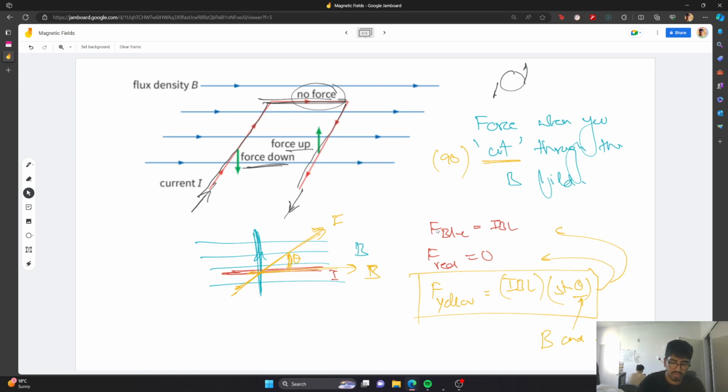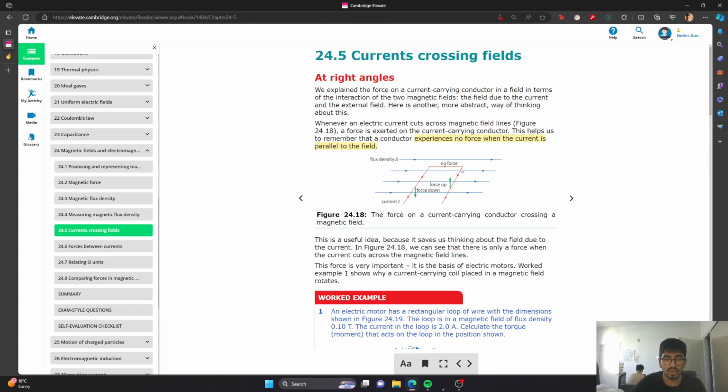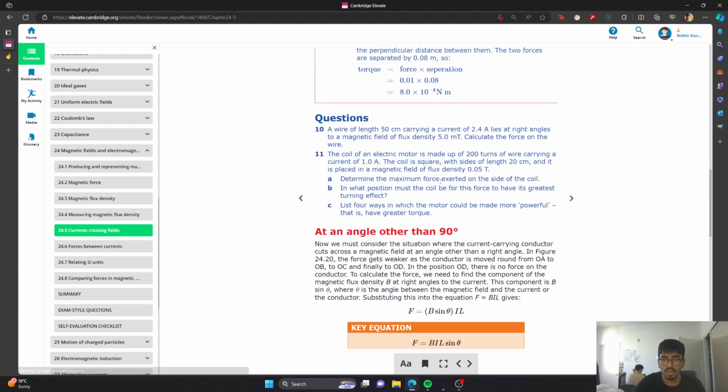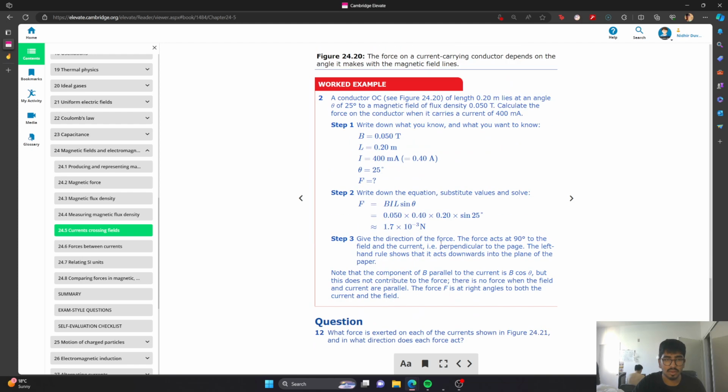Okay, so just try to take some time to understand this. Hopefully it is not very tough to follow. Try to work through this worked example, it will help.